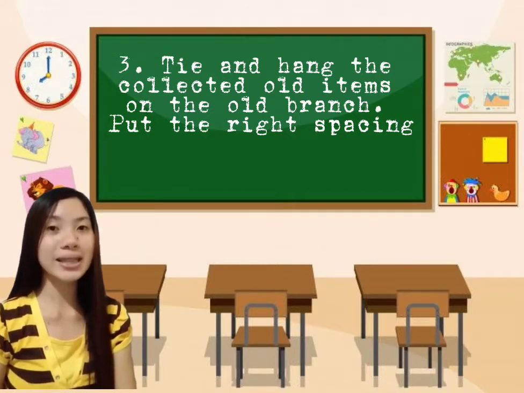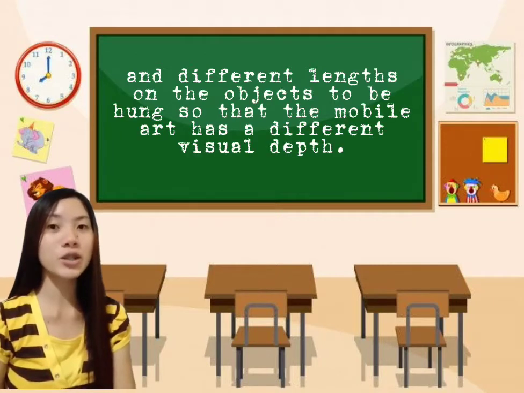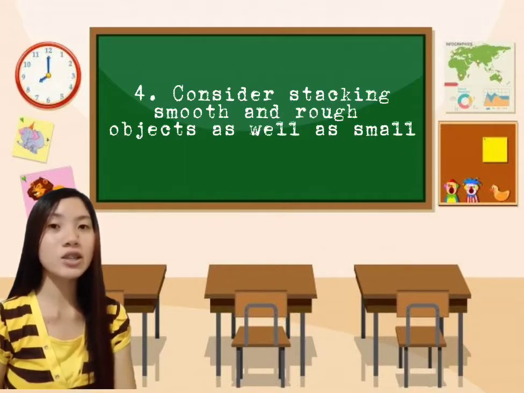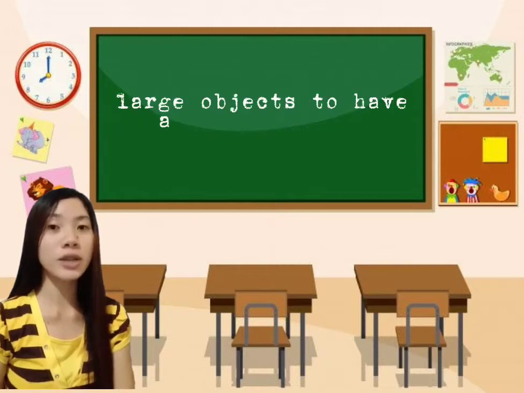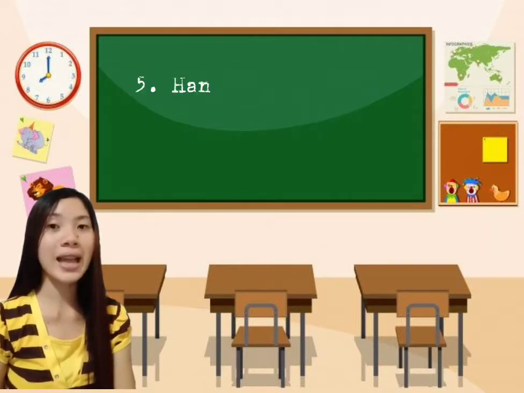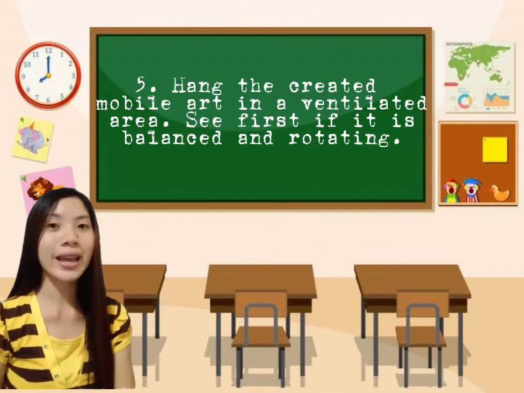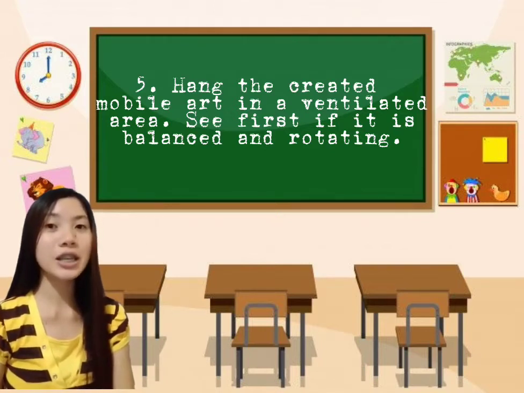Put the right spacing and different lengths on the objects to be hung so that the mobile art has a different visual depth. Consider stacking smooth and rough objects, as well as small and large objects to have a good overall look. Hang the creative mobile art in a ventilated area. See first if it is balanced and rotating.